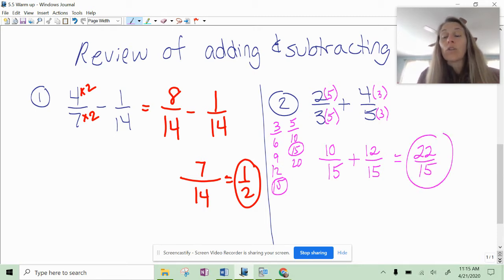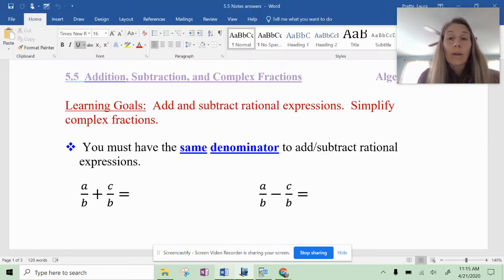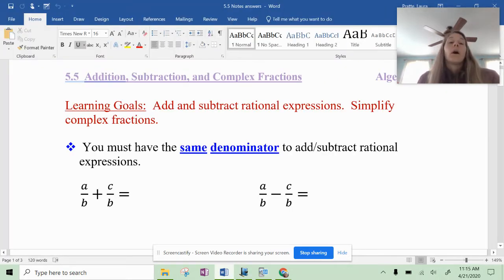Now, if that fraction could be simplified or reduced, I would have to do that, but 22 over 15 does not simplify any further. So hopefully that's just a little refresher of addition and subtraction rules. So now we can use those when we are adding and subtracting rational expressions.